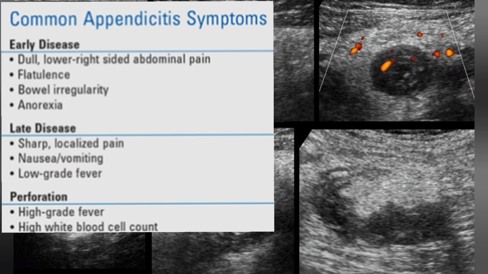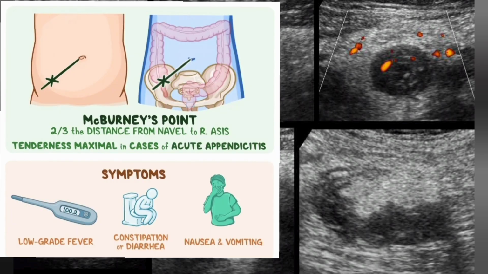While in the late stage, it's usually a high grade fever, and if not treated, it will progress to perforation. This image is showing a low grade fever with constipation or diarrhea, with nausea and vomiting, while the point of the pain is usually first in the periumbilical region and then shifts to the McBurney point.